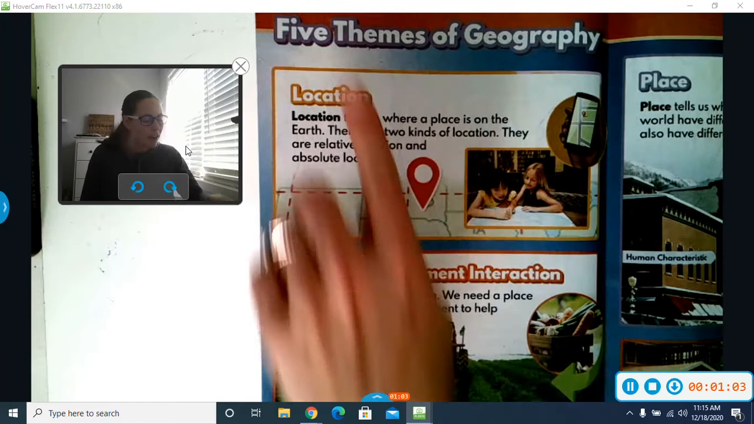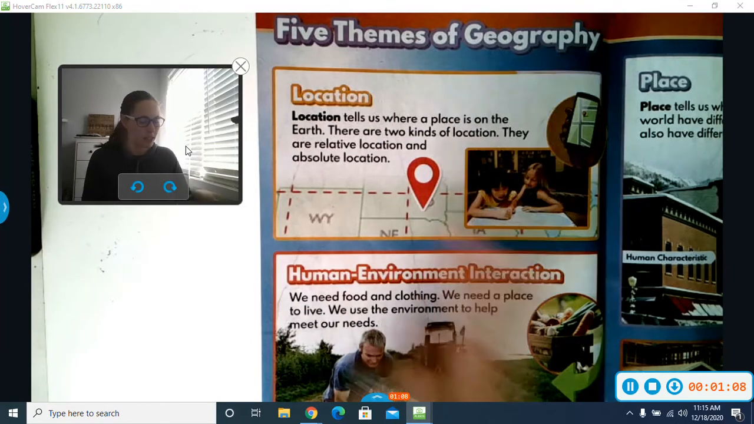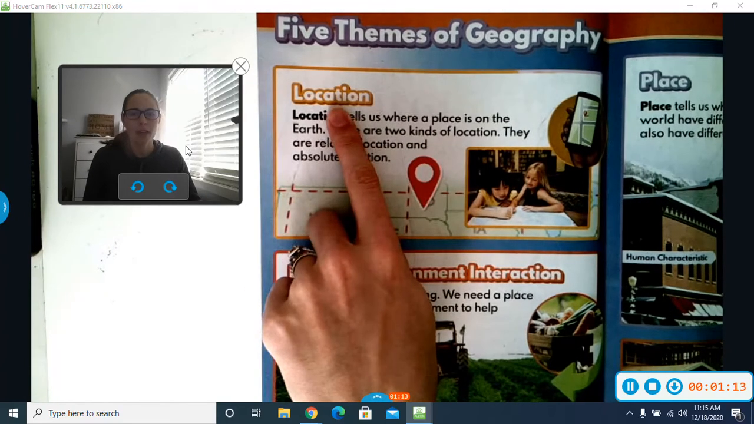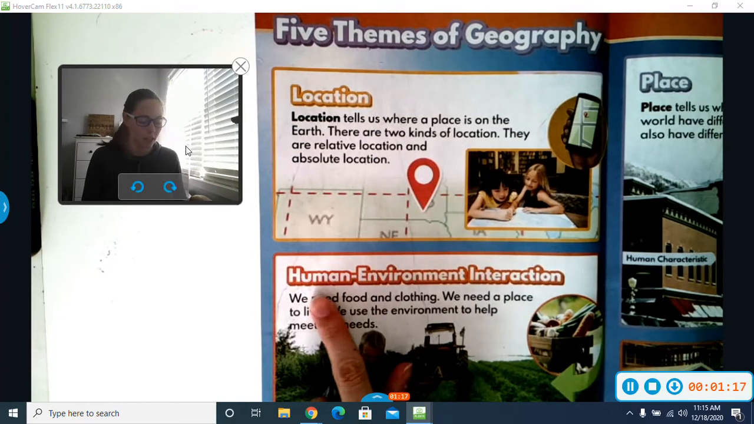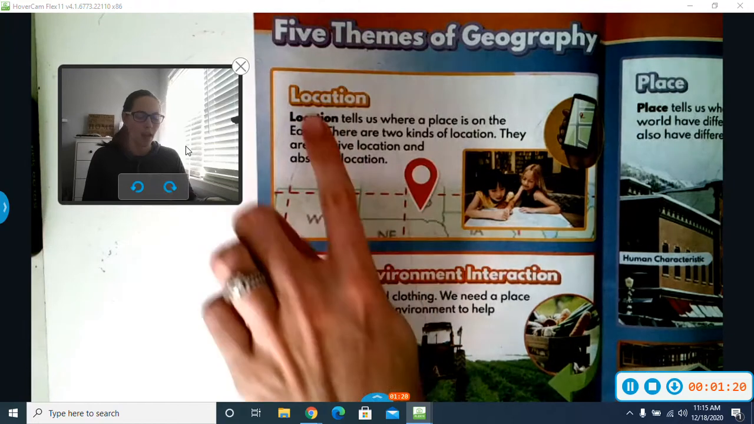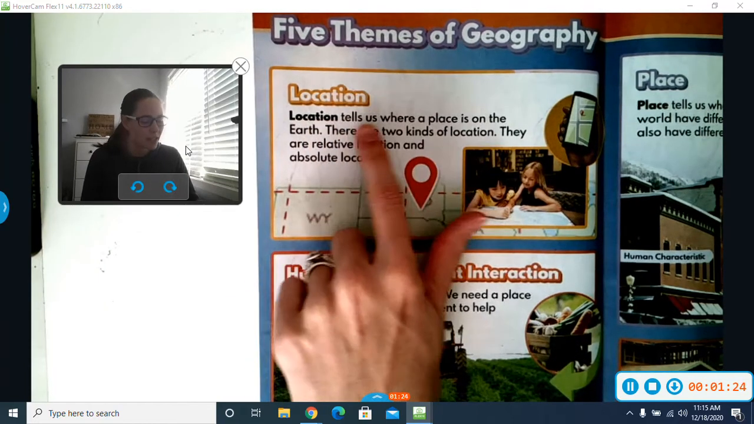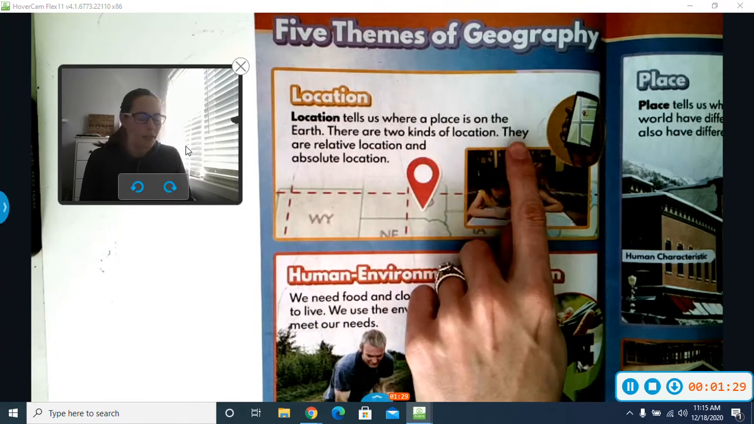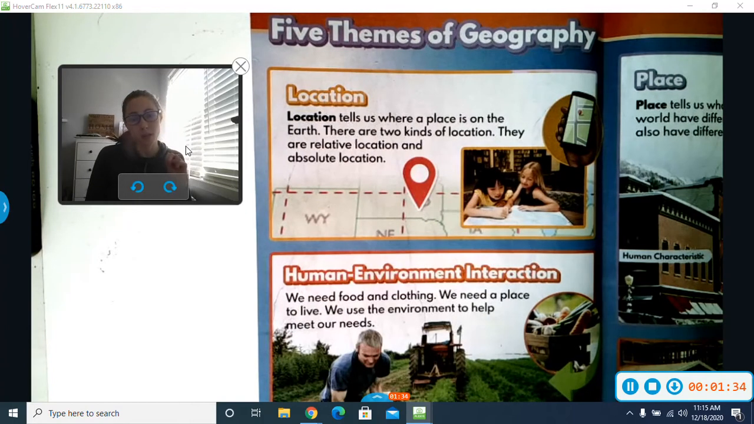Here we have the 5 themes of geography. And the first 2, I see this yellow box with a nice yellow heading here, says location. Then I see an orange box that has another heading that's orange. It says human-environment interaction. Let's go ahead and start with location since it comes first. Location tells us where a place is on the earth. There are 2 kinds of location. They are relative location and absolute location. So those are 2 different types of location, 2 different ways to tell where something is.